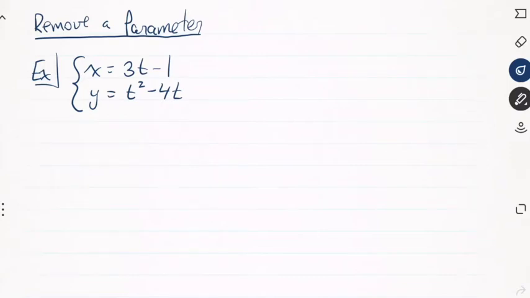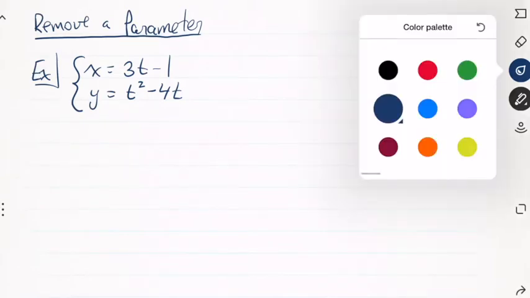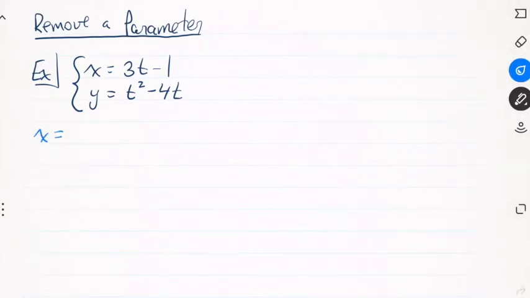Let's say we want to remove a parameter. In other words, go from a parametric equation back into a regular rectangular equation y of x. So the trick is you're going to solve either x or y for t. Generally, x is easier to solve for t. So we're going to go x equals 3t minus 1, and therefore add 1 to both sides and divide by 3, and we're going to get t is equal to x plus 1 over 3.